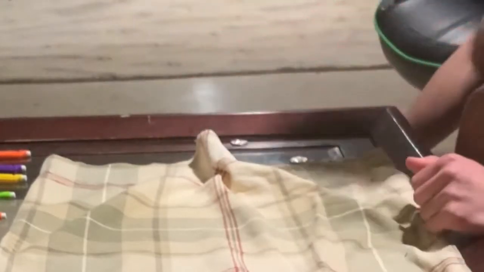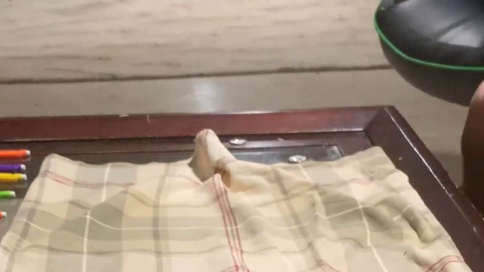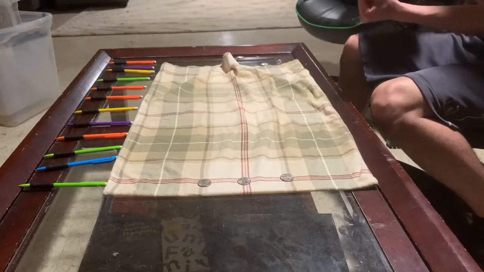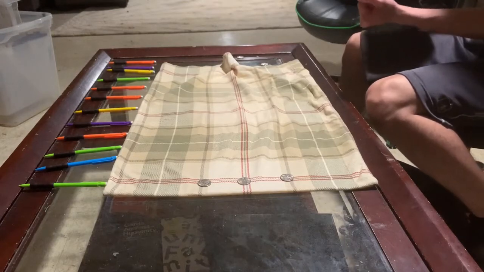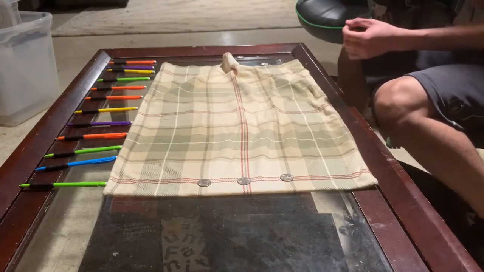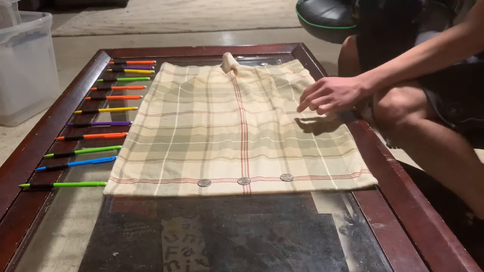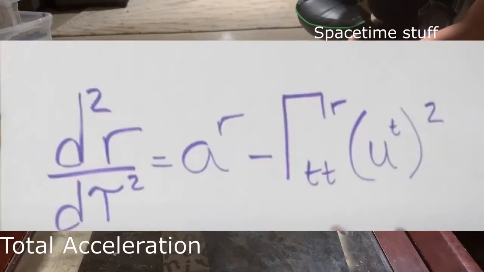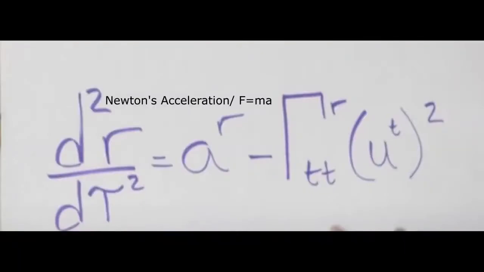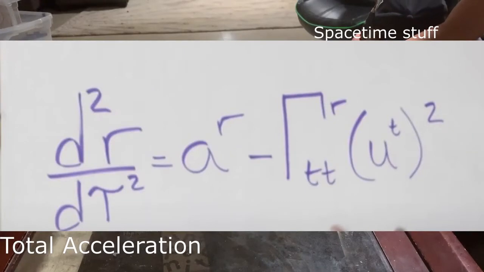Now, there's an Einstein formula, yikes, that shows how we can have no spatial acceleration, yet have a space-time acceleration. And so the a to the r is basically Newton's translational acceleration, and then everything to the right of it is space-time stuff.